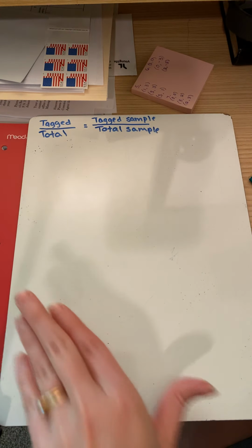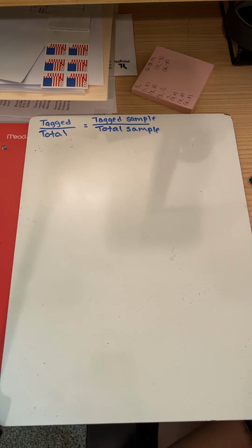There we go. All right, complete to estimate the number of deer in the woods. So question 1, researchers tagged 80 deer. They later capture 15 deer and find that 5 were tagged. Estimate the number of deer in the woods. And then they give us part of the problem filled in.